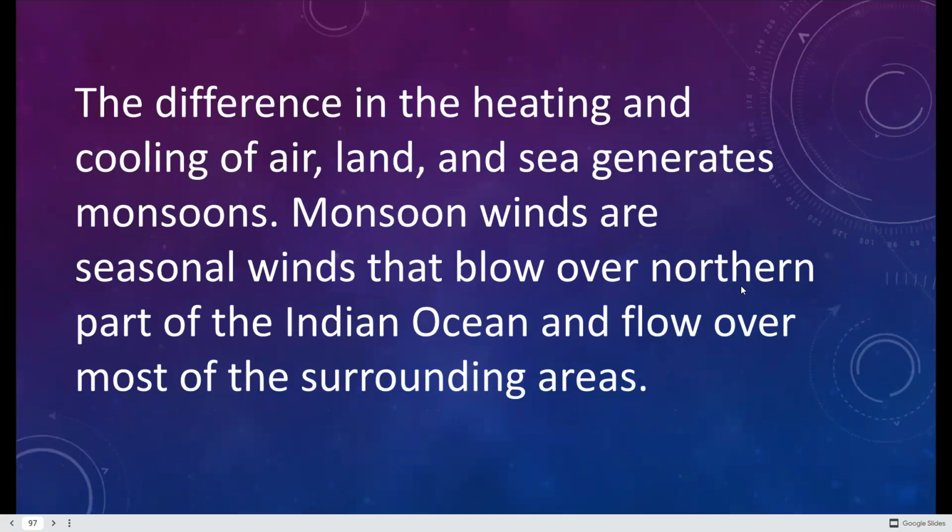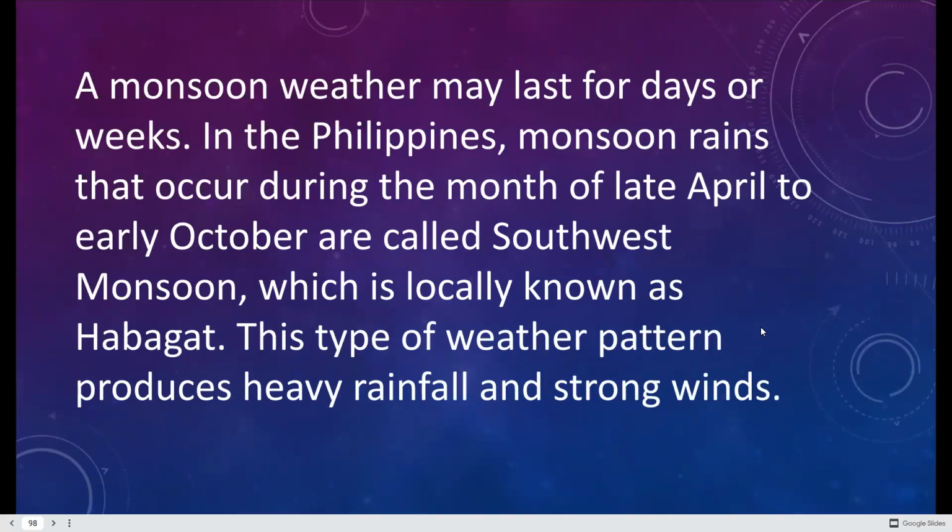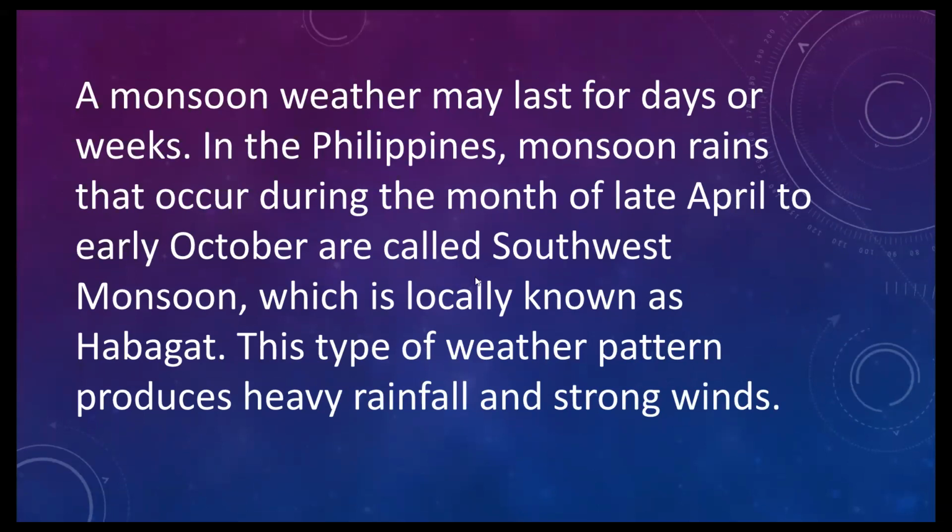The difference in the heating and the cooling of air, land, and sea generates monsoons. Okay, monsoon winds are seasonal winds that blow over the northern part of the Indian Ocean and flow over most of the surrounding areas. Okay, monsoon weather may also last days or weeks. In the Philippines, we have monsoon rains that occur from late April to early October. This is called the southwest monsoon, or locally known as habagat or hanging habagat.